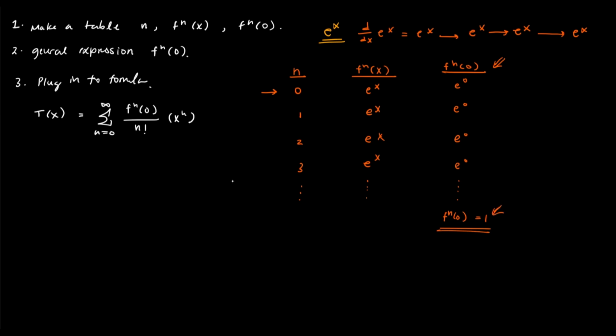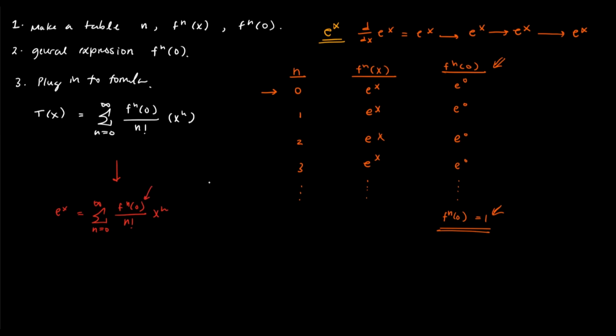It's never going to be equal to anything that isn't 1 because it always ends up being e to the power of 0 no matter what, so it will always be 1. So now let's take this and plug it into our formula for the Taylor series centered at 0. So we can say e to the x is going to be equal to the sum from n equals 0 to infinity of the nth derivative at 0 over n factorial times x to the power of n.